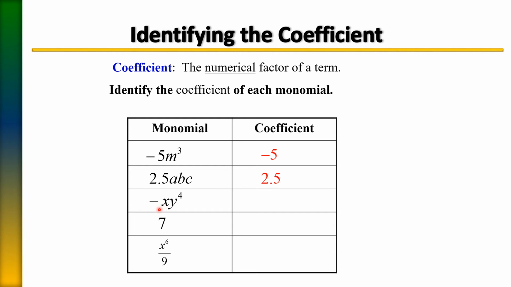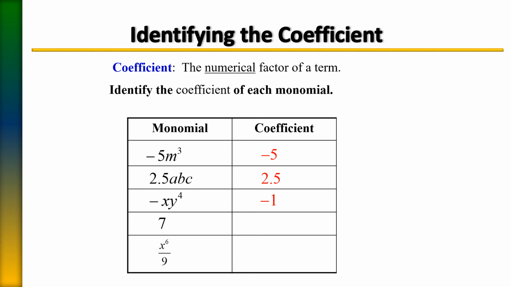In the third example, you have negative x, y to the 4th power. Again, keep in mind in algebra that whenever you see a variable with no number in front, it is understood to be a 1. We just don't write the 1 there, but you know it's implied. So because this is negative, that means that this term is going to have a negative coefficient of -1. Let's go to the next one.